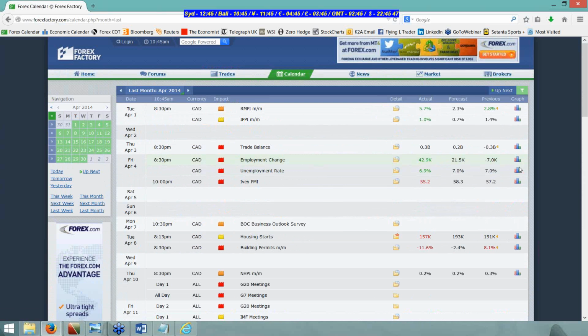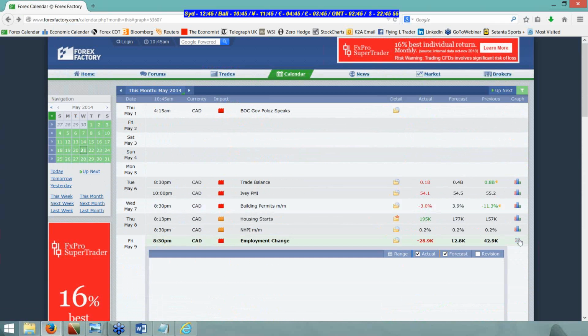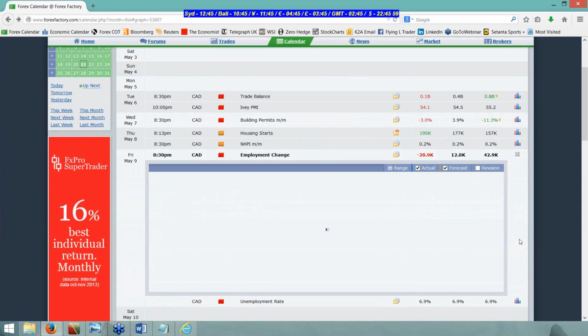Another thing is, if you look at this month's employment, which was a shocker, you can also have a look at the graph and see what it's been doing. This will show you the history of unemployment change.